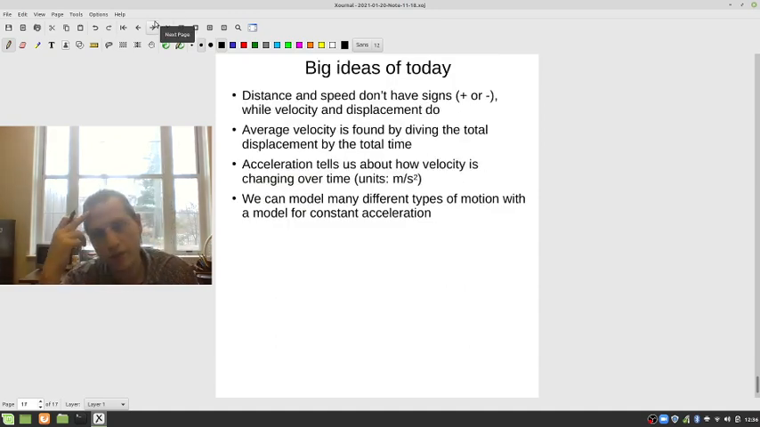Okay, so I think that's enough for today. What are our big ideas? Distance and speed don't have signs, plus or minus, while velocity and displacement do. An average velocity is found by dividing the total displacement, not the total distance, the total displacement by the total time. And acceleration tells us how velocity is changing over time. And we're going to use units of meters per second squared for that. And just as a peek towards the future, we can model many different types of motion with our constant acceleration model.